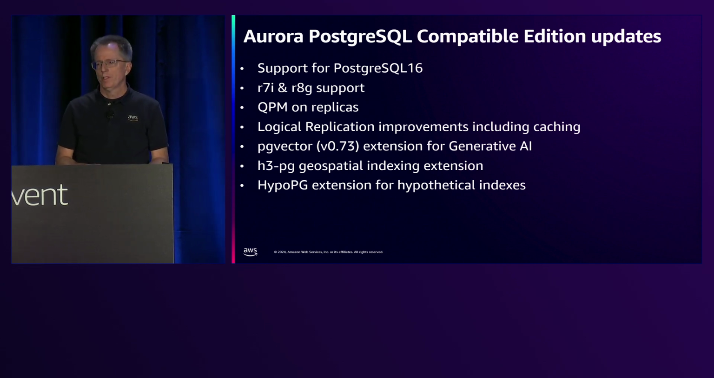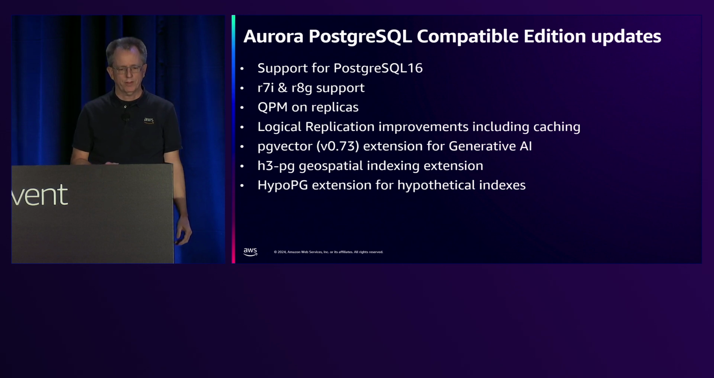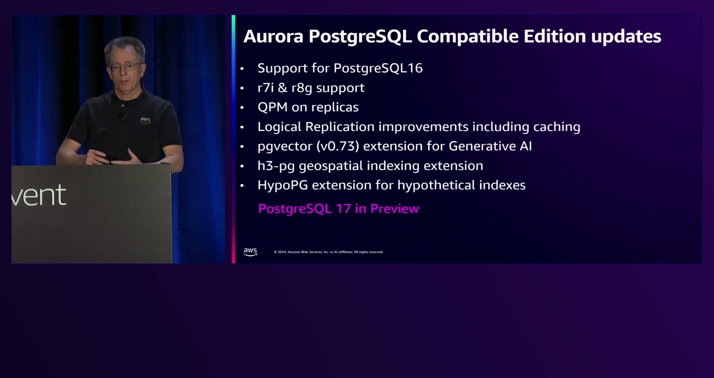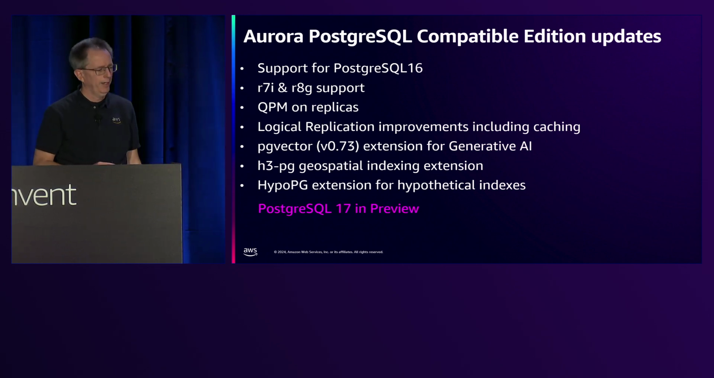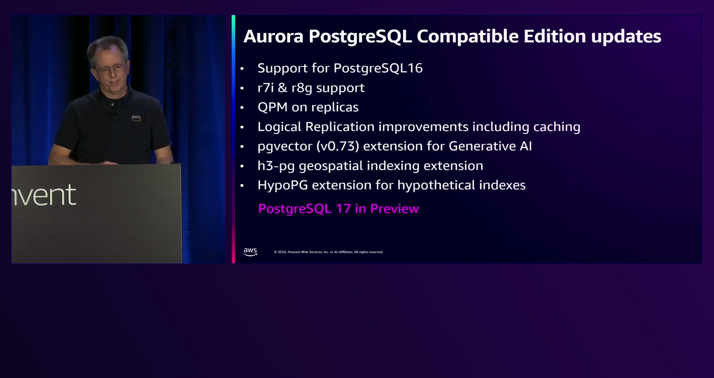We've done a lot of improvements for logical replication to really get the performance better, as well as caching. We've updated to a newer version of PG Vector for generative AI, and we've added support for a couple new Postgres extensions. And of course, as I was saying, Postgres 17 is in preview, which is really nice.